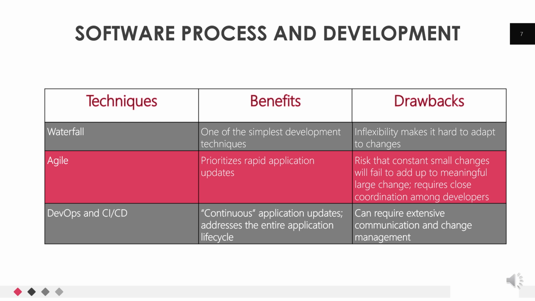DevOps stands for Development and Operations, while CI/CD stands for Continuous Integration and Continuous Delivery or Continuous Deployment. DevOps ensures continuous application updates throughout the entire lifecycle, improving collaboration and speeding up the delivery. A drawback of DevOps is that it often requires extensive communication and change management, which can complicate the process and slow down the implementation.